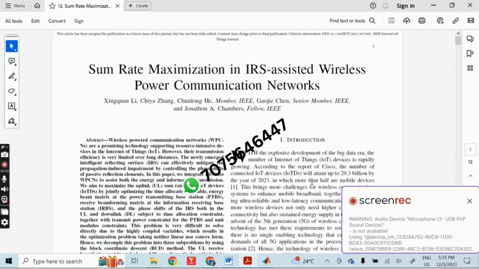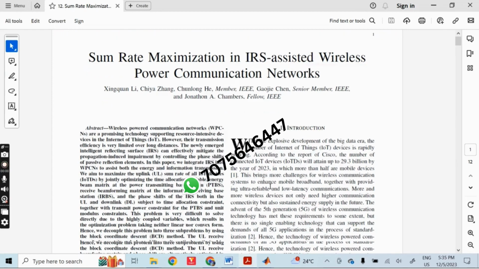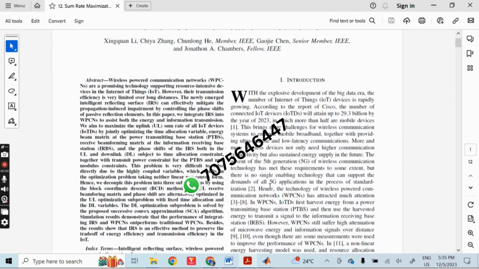MATLAB Projects. The title is Sum Rate Maximization in IRS-assisted Wireless Power Communication Networks. In this paper, our proposed algorithm is the IRS, Intelligent Reflecting Surface algorithm. This algorithm is used to find the error rate and also for signal to noise ratio analysis.